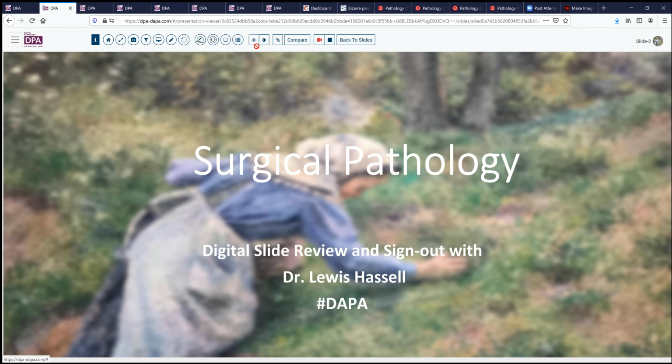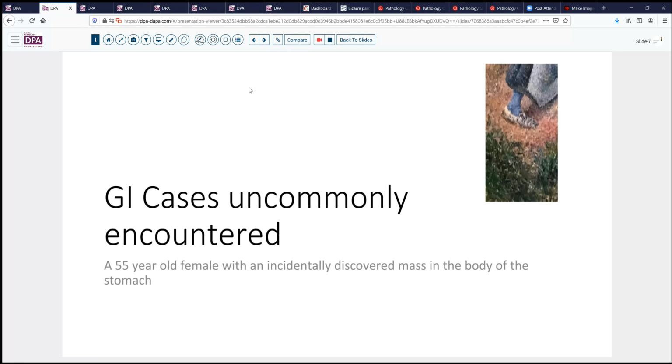Our case today is one of those unusually encountered GI lesions. A 55-year-old woman has an incidentally discovered mass in the body of the stomach. It doesn't have a mucosally evident lesion, and so the presumption is that they're dealing with some sort of mural tumor, most likely a GI stromal tumor. Their attempts to biopsy using FNA or forceps were relatively non-productive, and so the patient came to resection.